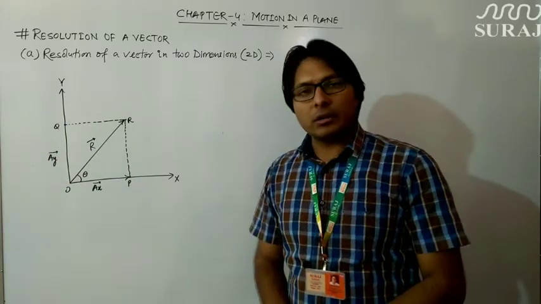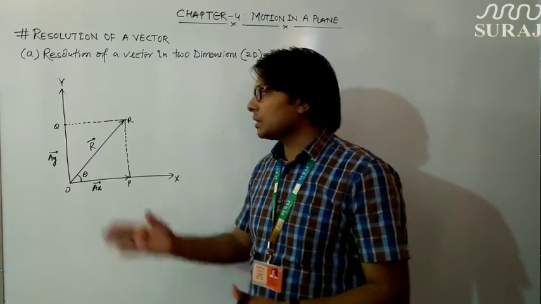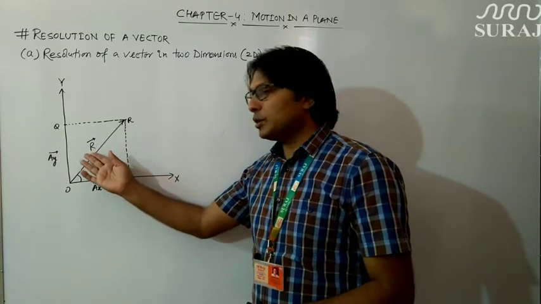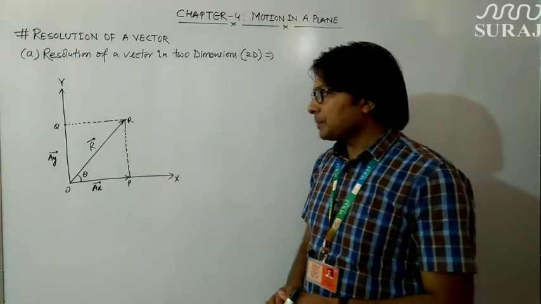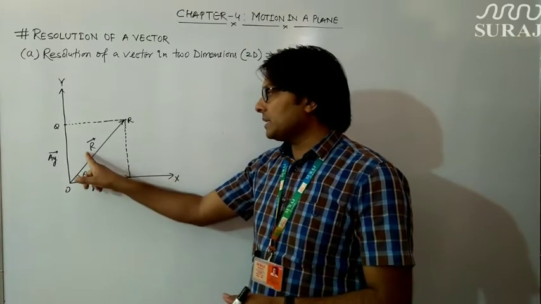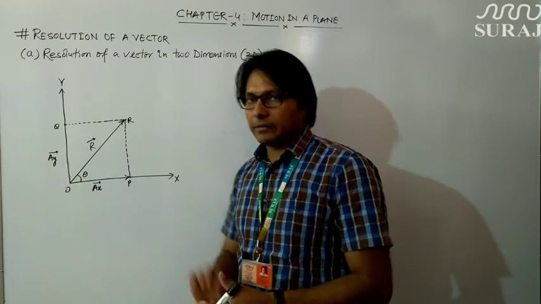So if we resolve this r vector into AX vector and AY vector, then it is said to be rectangular components of r vector, or rectangular representation of r vector, or in other words resolution of r vector in two dimensions. Okay, so basically what we are going to do, we want to write this r vector in terms of AX vector and AY vector.